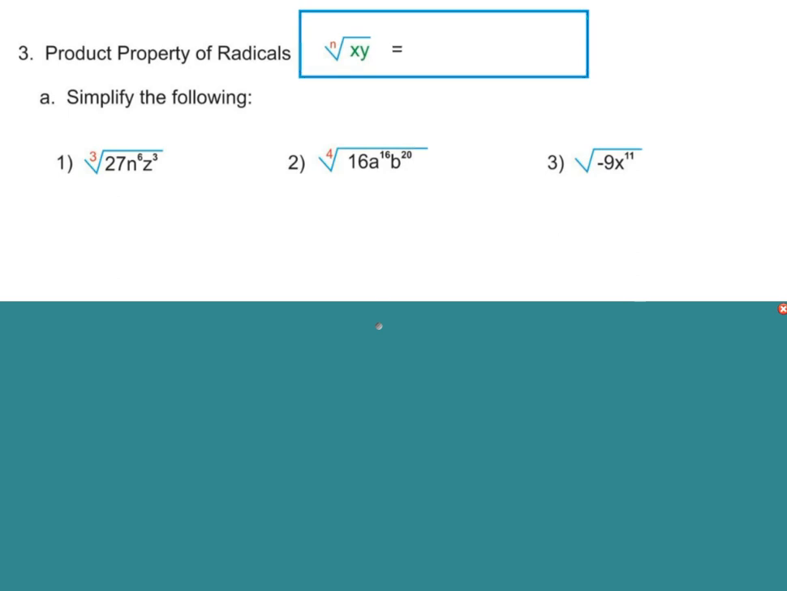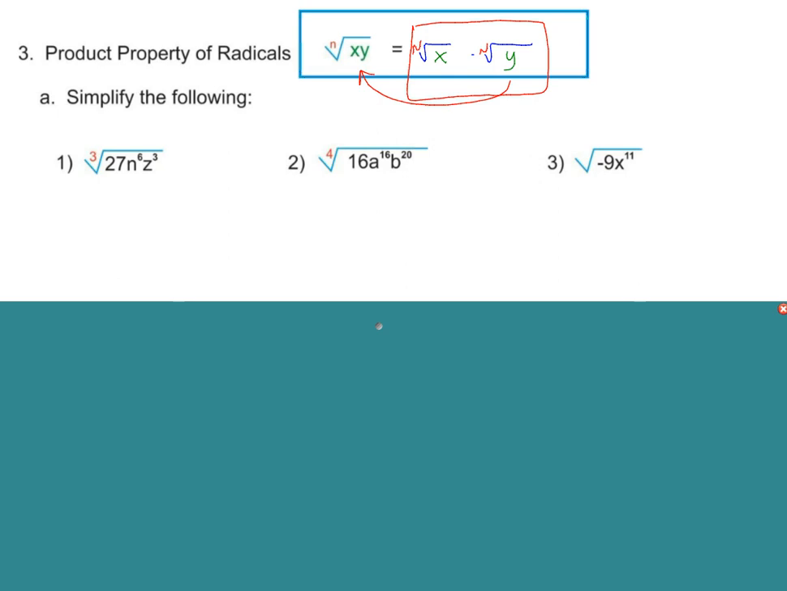Product property of radicals. Product property of radicals basically says this: if you have the nth root of xy, it's the same as the nth root of x times the nth root of y. Really, all this is multiplying radicals in reverse. If you had the nth root of x times the nth root of y, and you multiplied them, you would get the nth root of xy. This is just unmultiplying, or really factoring, if you want to think of it that way. You can go either way.